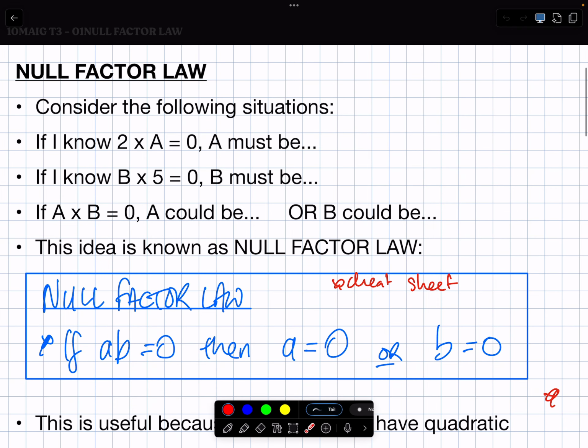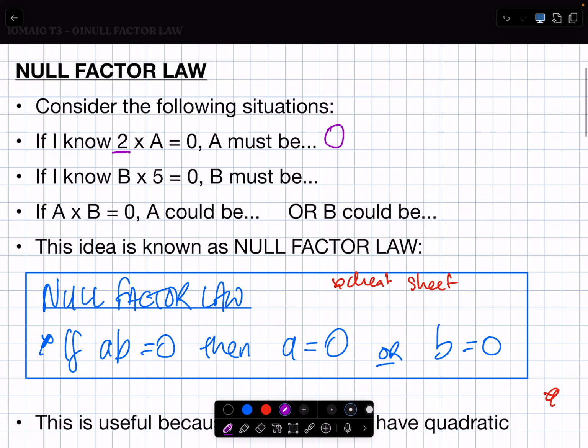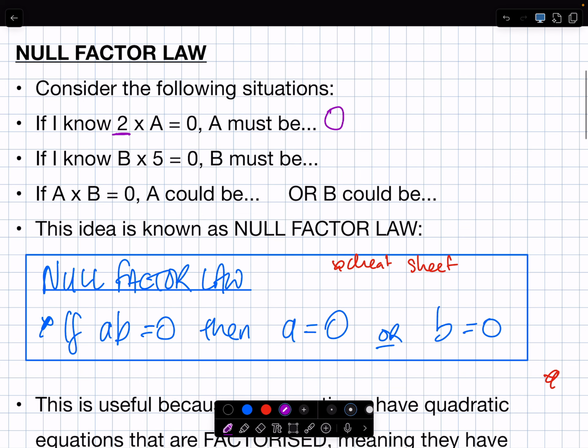Okay, this sounds scary, but I'd like you to consider the situations for null factor law. If I know that 2 times by A is equal to 0, what must A be? What's the only option it could be? 0, because I know that timesing anything by 0 gives you 0. But I know that 2 is 2. So what must A be? It must be 0.